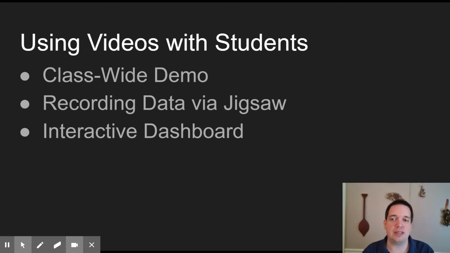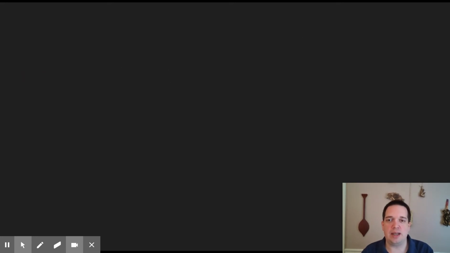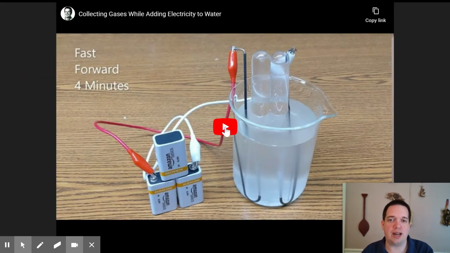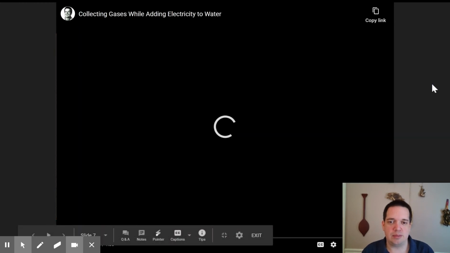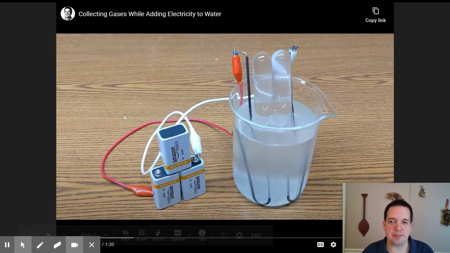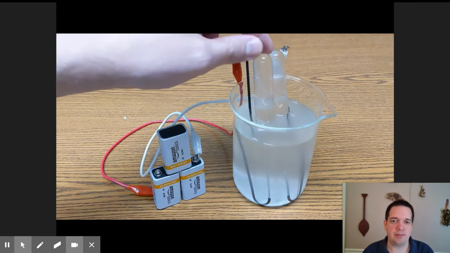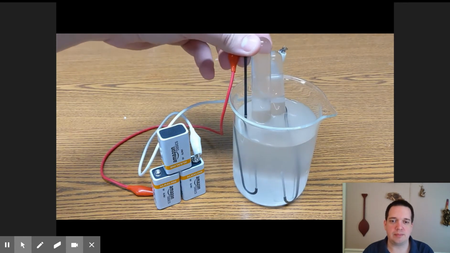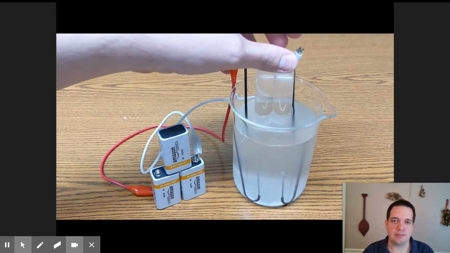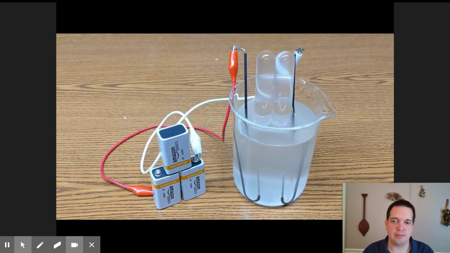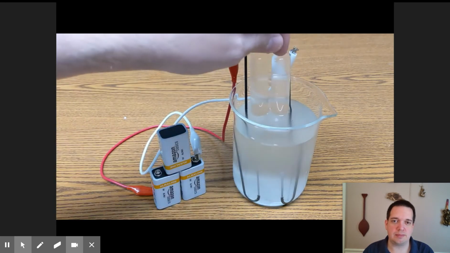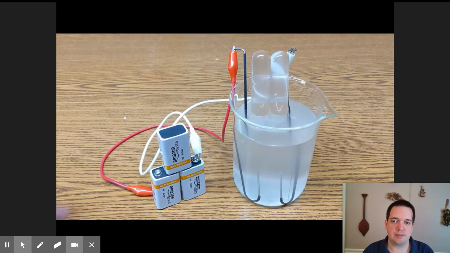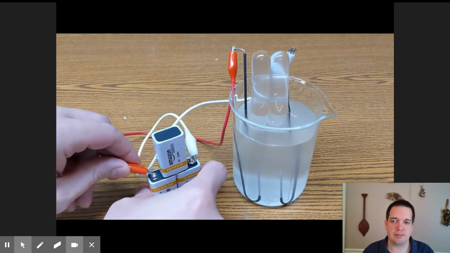The first one is a class-wide demo. And so this is simply a video that I've recorded here. Let's take a look. So now what I've done is I've put a test tube filled with salt water upside down over each electrode. Can you see that? So when it forms the bubbles, they'll rise up and they'll be trapped in these two test tubes. So let's watch that happen.